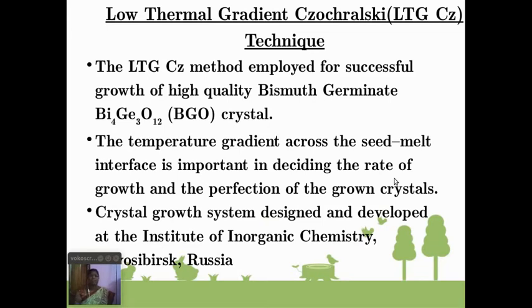Now, let us discuss in detail the Czochralski technique. Here, I have chosen the low temperature gradient Czochralski technique. This is the typical method that is used to grow BGO crystals. The low temperature gradient Czochralski method is employed for successful growth of high quality bismuth germanate crystals, that is Bi4Ge3O12, which is popularly abbreviated as BGO crystal.